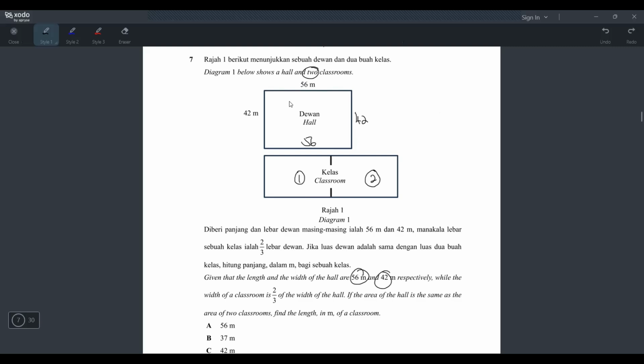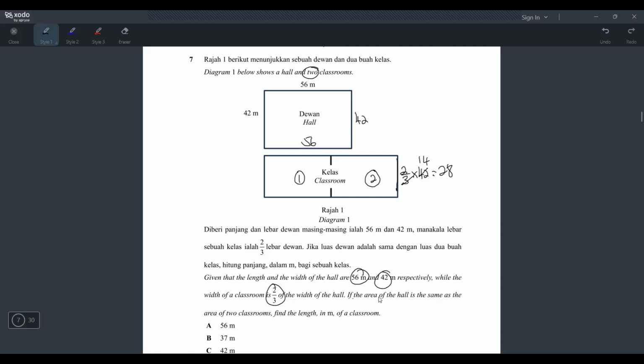Because it's a rectangle. And then they say the width of the classroom is 2 over 3 of the width of the hall. So straight away you can find the width here is 2 over 3 times 42. So what is 2 over 3 times 42? Cut, you will get 14 times 2, 28. Or you can use your calculator, 42 times 2 divided by 3, you get the same, 28 meters.